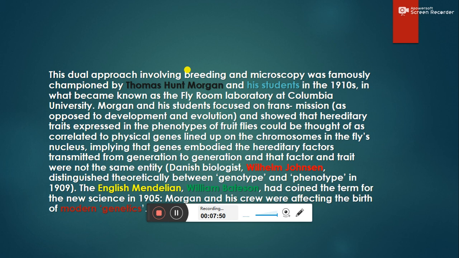The Danish biologist William Johannsen distinguished theoretically between genotype and phenotype in 1909. The English Mendelian William Bateson had coined the term for a new science, genetics, in 1905. Morgan and his crew were depicting the birth of modern genetics.